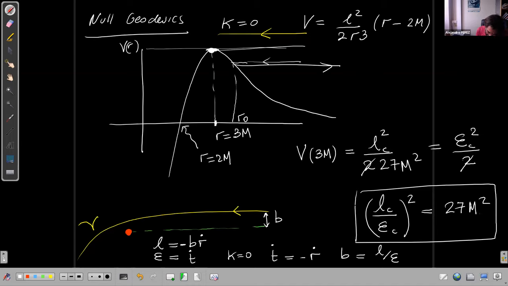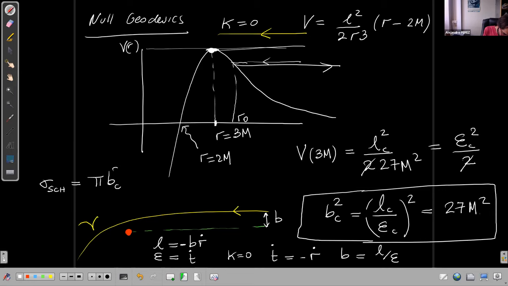So this critical condition here sets a critical value of the parameter, B critical squared. So this tells us that if we shoot the photon with the impact parameter below this critical value, then the photon will be absorbed. If the impact parameter is higher than this critical value, the photon will be scattered. So this gives us a total cross section of the black hole, which is given by pi times this B critical squared. So this is pi times 27 m squared.